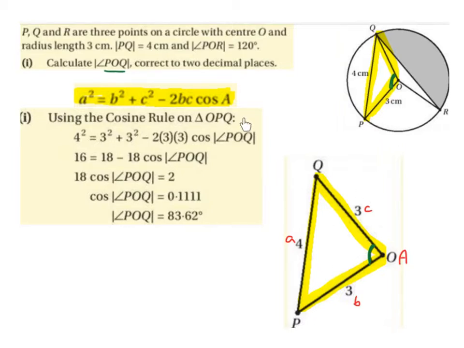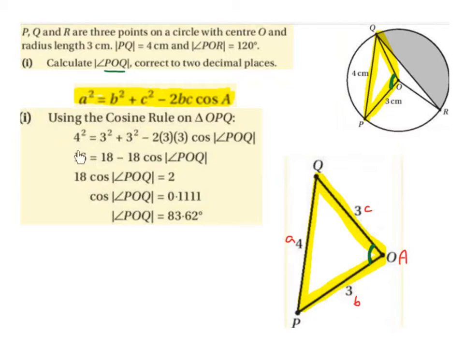So using the cosine rule, a squared becomes 4 squared, b squared is 3 squared, c squared is 3 squared, minus 2bc is minus 2 by 3 by 3, and cos of angle A becomes cos of angle POQ, or you could just call it cos of angle X. 4 squared is 16, 3 squared is 9, and 3 squared is 9, 9 and 9 make 18, minus 2 by 3 by 3, well minus 2 by 3 is minus 6, by 3 is minus 18, so we've got minus 18 cos of angle POQ, or cos of angle X.